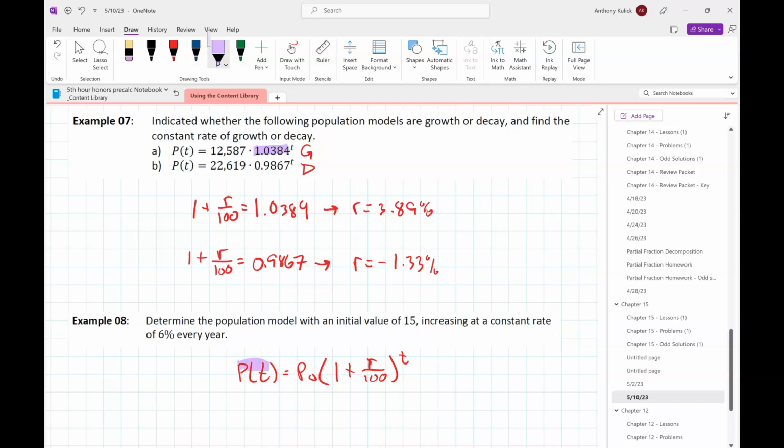Now, our answer should have the dependent variable and the independent variable in it, right? Our equation should have both those two things in there. So we just need to fill in the rest. So P naught is the initial value. Here we're told to determine the population model with an initial value of 15. So clearly P naught is 15.